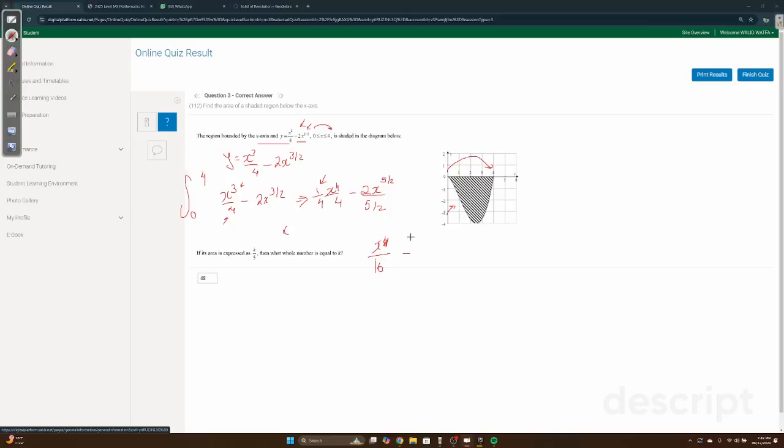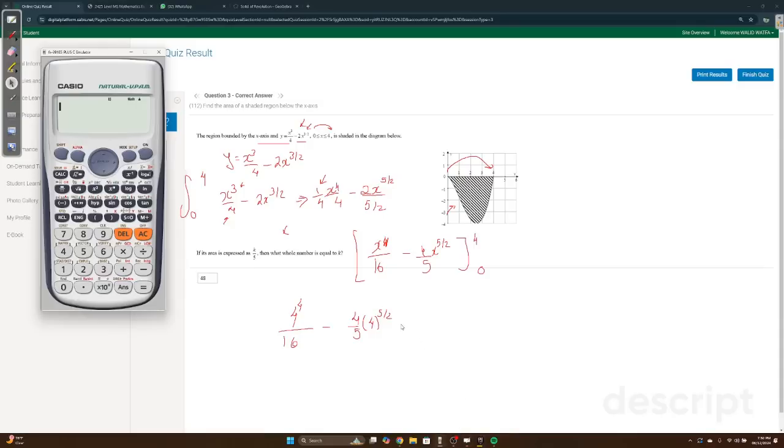x to the 4 over 16 minus 2 times... 1 divided by 5 over 2 is actually 2 over 5, okay, x to the power of 5 over 2. Our bounds are from 0 to 4. So we're going to substitute 4 and we're going to substitute 0. When you substitute 0, you're going to get 0, but let's just substitute 4. So we're going to get 4 to the power 4 over 16 minus 4 over 5, 4 to the power of 5 over 2. This can all be done in a calculator. And then, of course, minus 0.